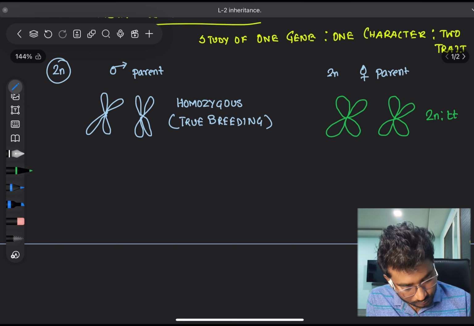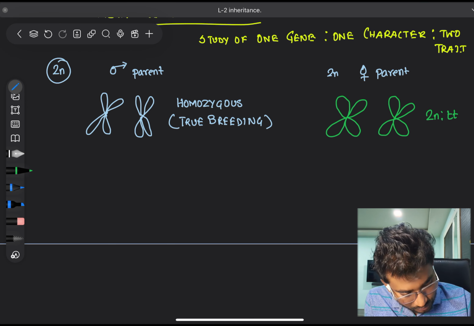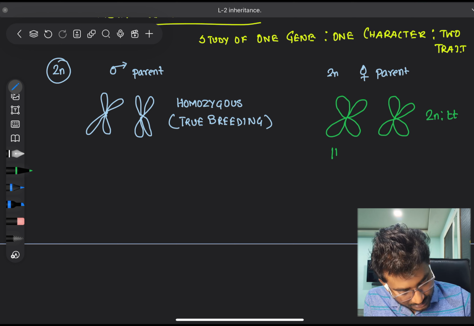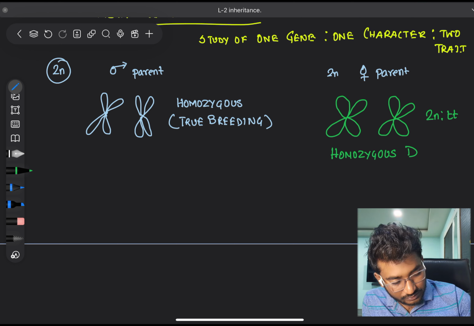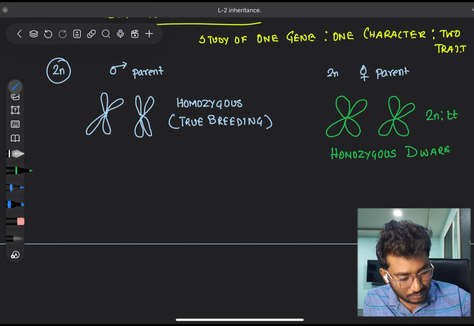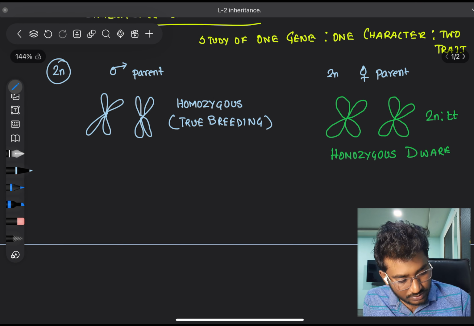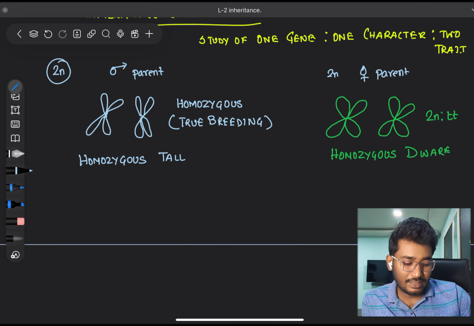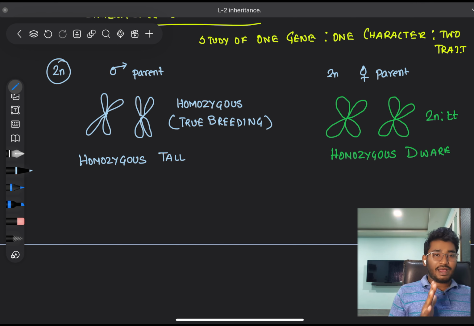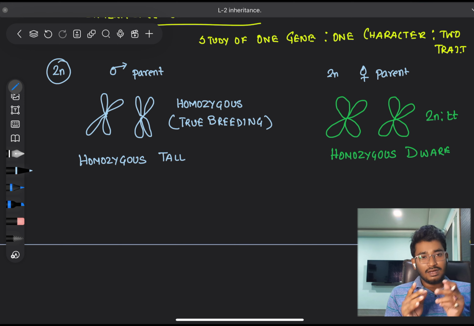Now this is homozygous tall and this is homozygous dwarf. This one is homozygous dwarf, and this one is homozygous tall. So I have drawn two gametes of the parental generation. The left one is homozygous tall, the male parent, and on the right side is the female parent, homozygous dwarf.